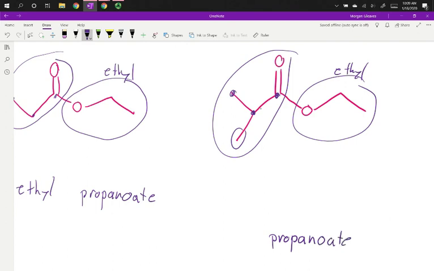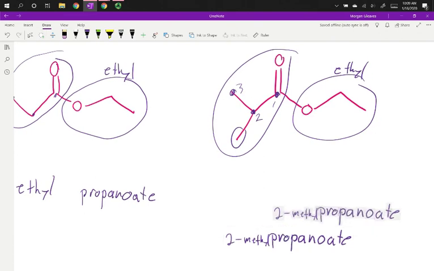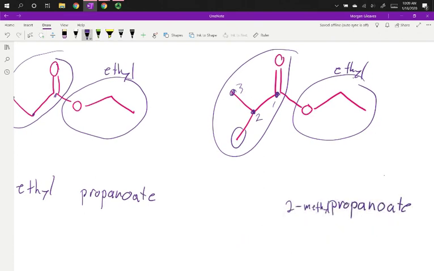But this time it's got a 1, 2, 3. So the carbon double bond oxygen is number 1. So the 2 position is a methyl. So there's a 2-methyl. And now I need to put that ethyl out front. So ethyl 2-methyl propanoate. And so the ester on our left here is an ethyl 2-methyl propanoate.